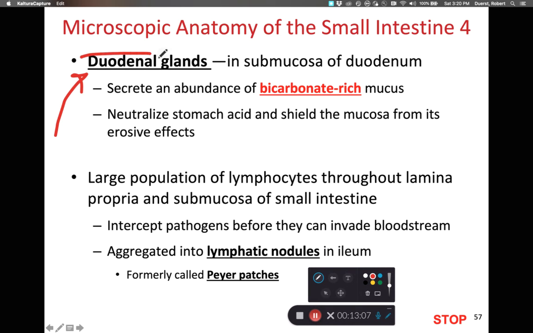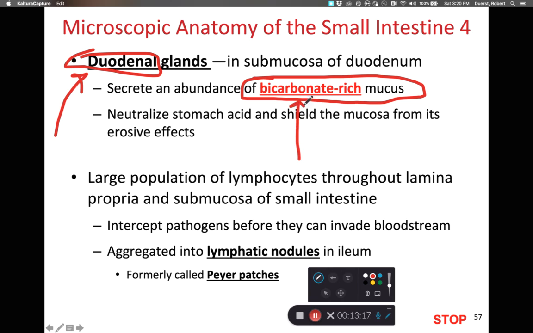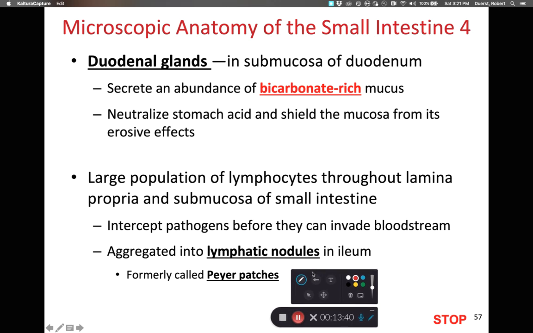We also are going to have some glands specific to the duodenum. The duodenum, again, is that first part of the small intestine, and within the submucosa of the duodenum, we're going to have a bunch of bicarbonate-rich mucus. And it's important that we have bicarbonates. Bicarbonate is HCO3 with a 1 negative charge. Sorry about that. With that one negative charge, it's going to be a basic ion. And that bicarbonate neutralizes the stomach acid, the hydrochloric acid that's being constantly dumped into the duodenum from the pyloric sphincter.